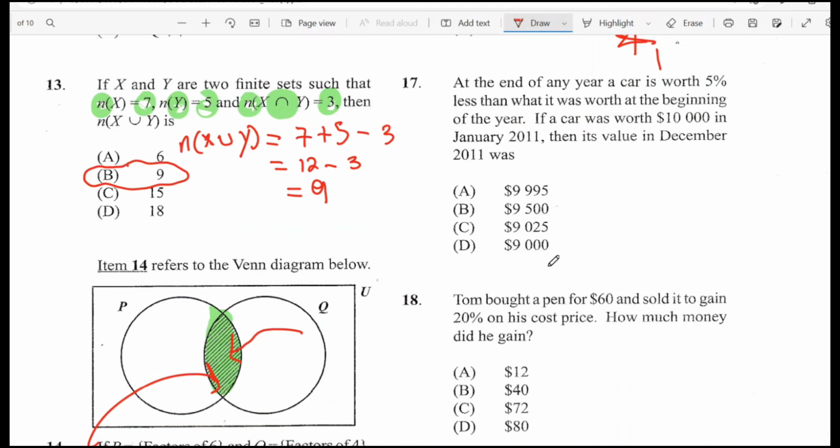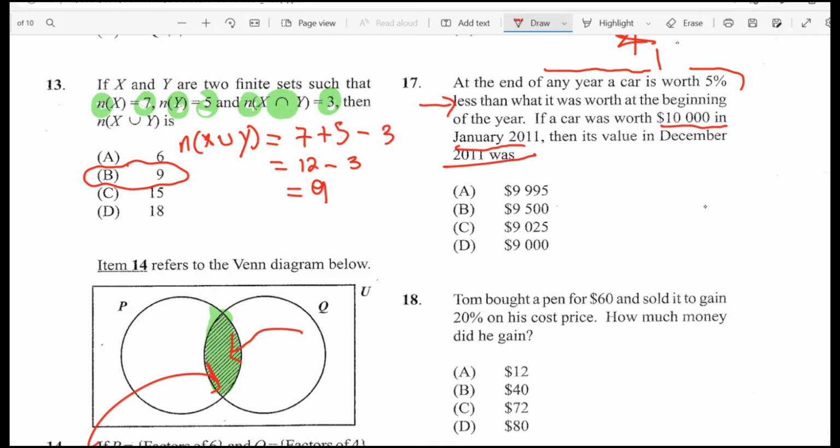Number 17 says, at the end of any year, a car is worth 5% less. So we want to appreciate the fact that the value of the car is going down by 5% at the end of every year. Now, if a car was worth $10,000 in January, then its value in December of that same year will be what? 5% of this will come off.